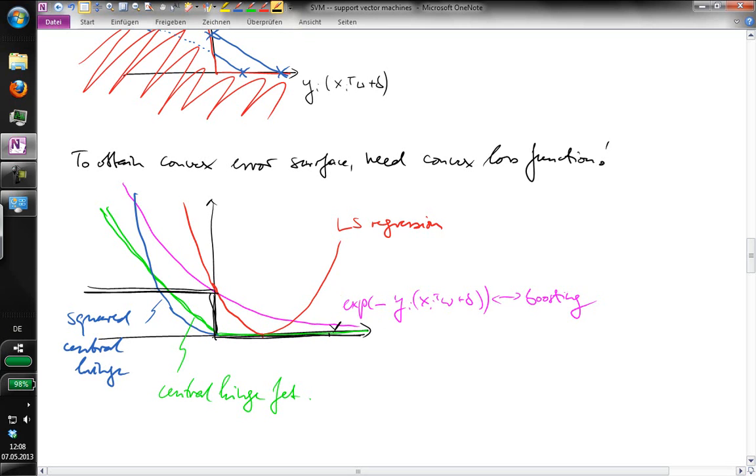Boosting, on the other hand, increases as an exponential function, so if you severely misclassify a sample, then you pay a higher and higher penalty for this. Whereas the misclassification error simply asks, is a sample correctly classified or not, but it does not ask how far it is on the wrong side.